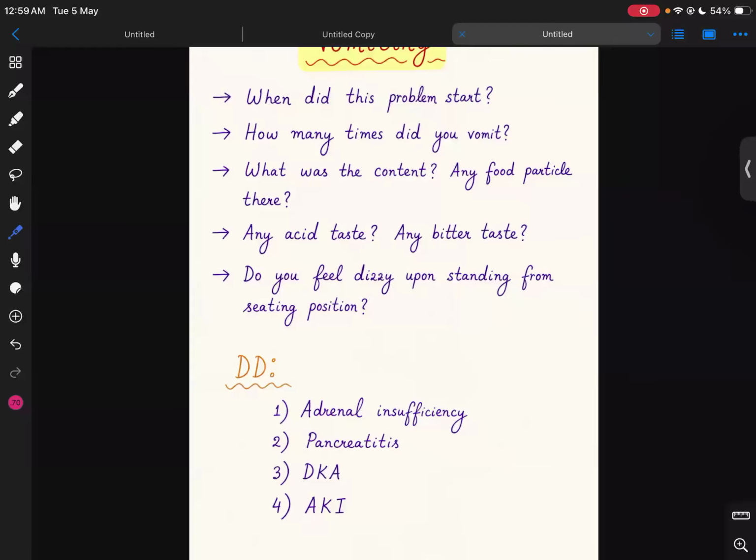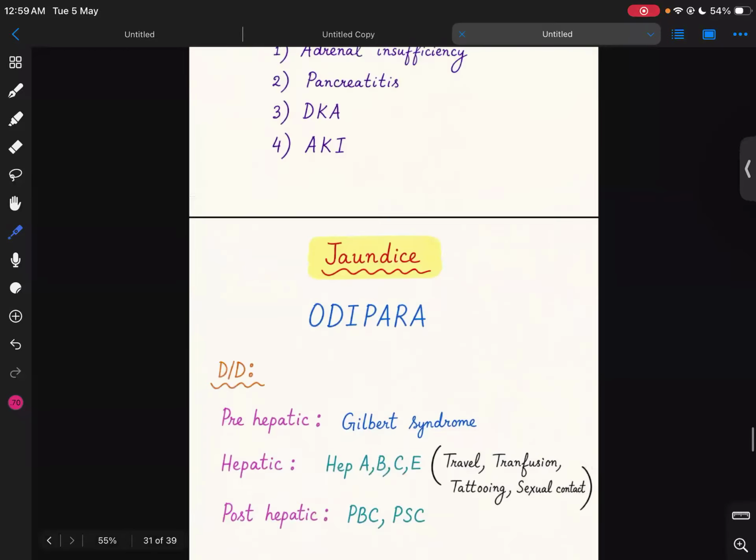Dr. Malik, Addison's with TB. Actually, Addison's is an autoimmune disease. Okay, let me tell you what this is.